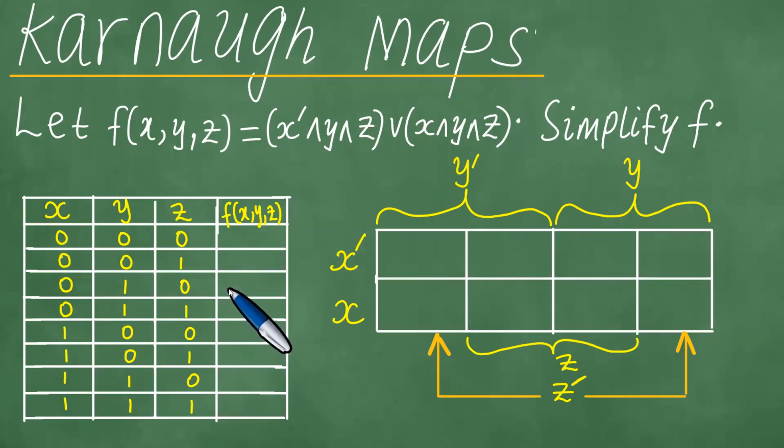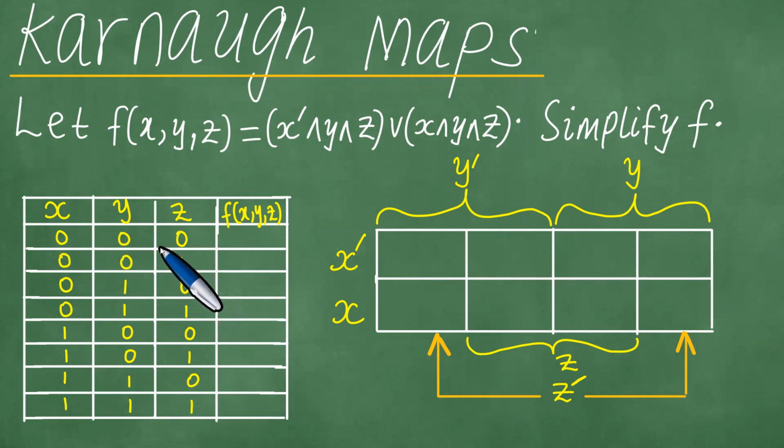Right, we are looking at the concept of what we call Karnaugh maps. Let f of x, y, and z be x primed and y and z, or x and y and z. We need to simplify the function f. To do so, we evaluate the function f at these different sets of values of x, y, and z.